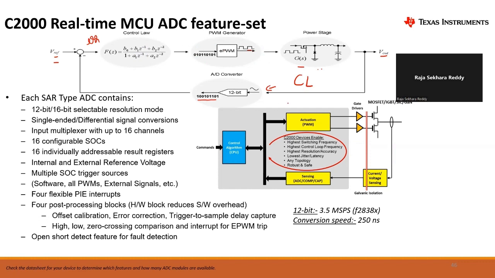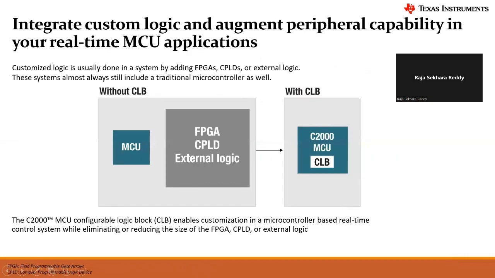So how many ADCs are there? It could be 12-bit or 16-bit. How many channels are there to the ADC? All these are given. Like this is the 3.5 mega samples per second. It's a very high frequency ADC, etc. is given here.